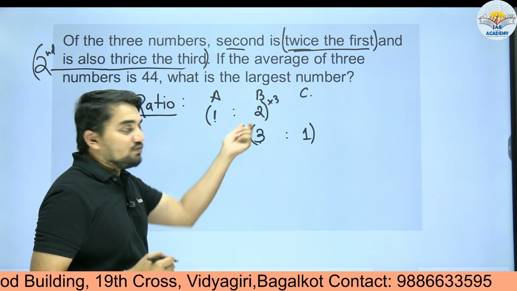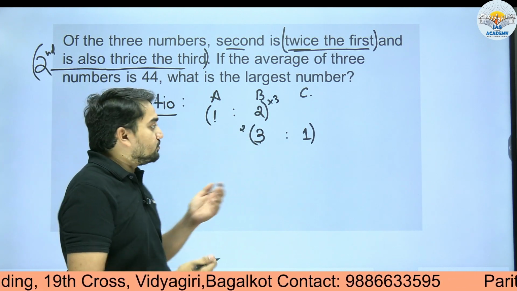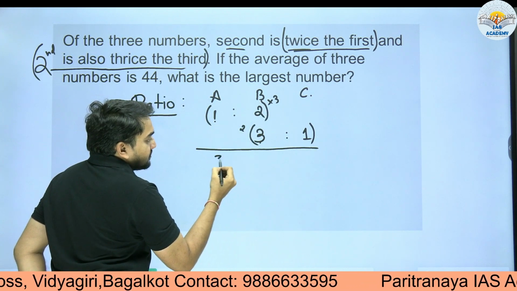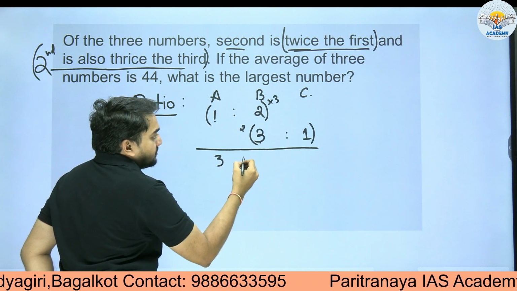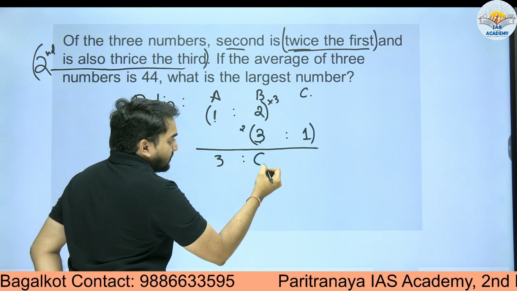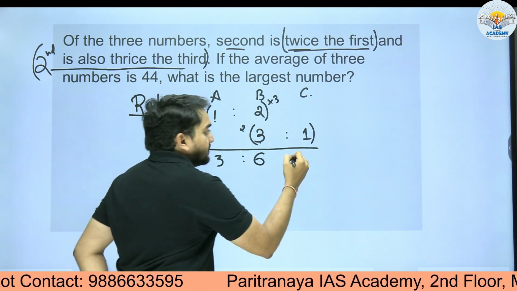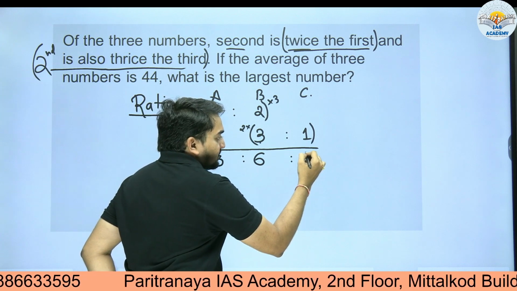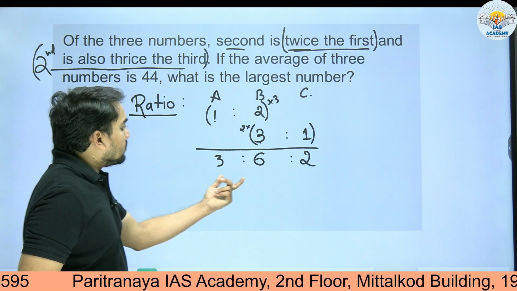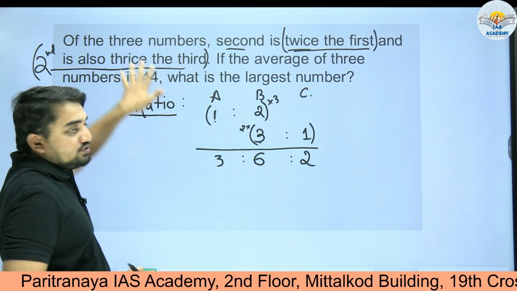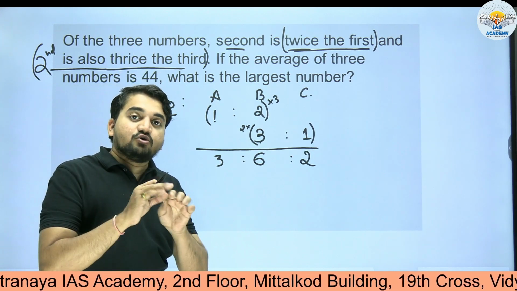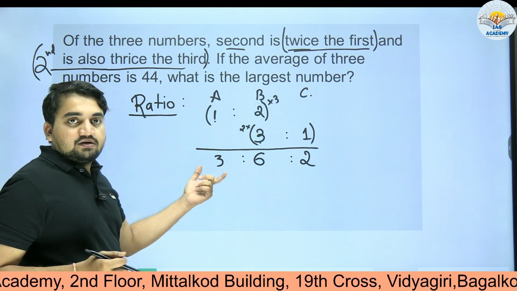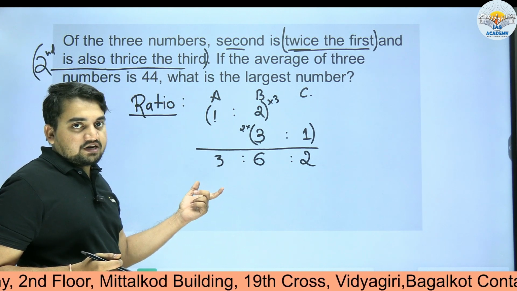Now you understand why I multiplied both sides with 3 and 2. Because of that I am getting A as 3. Both ratios I am multiplying with 3. Because 6 and 6 are the same, I will just take it 6. Next, 2 into 1 gives 2. So now you got the ratios of the three numbers. You did not get the exact values, but you got them in terms of ratios. This was the major step we should follow for this kind of question.